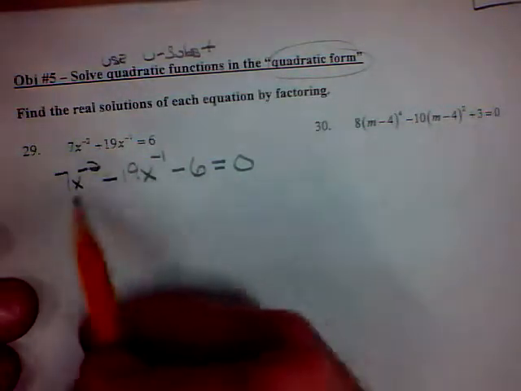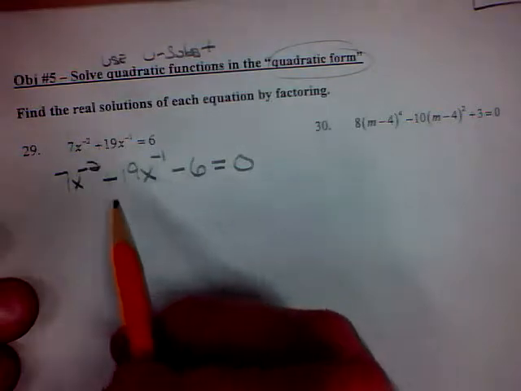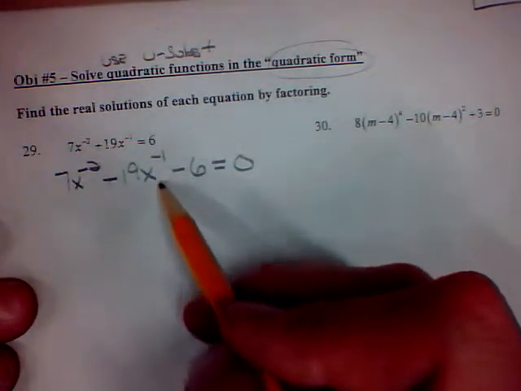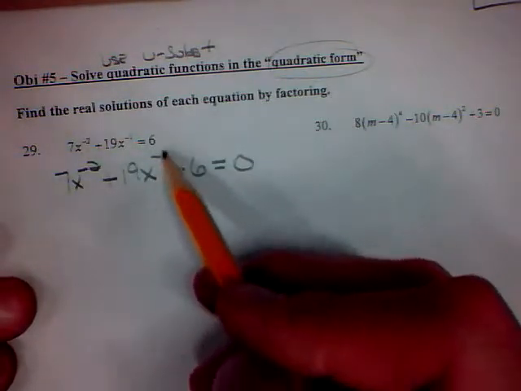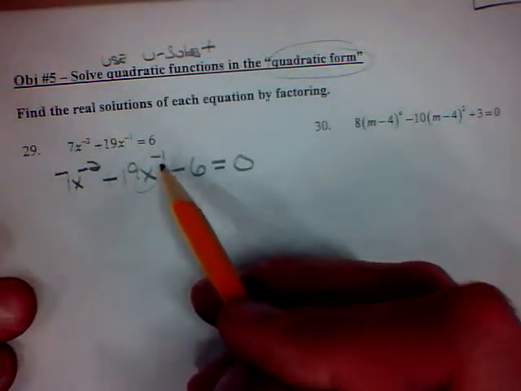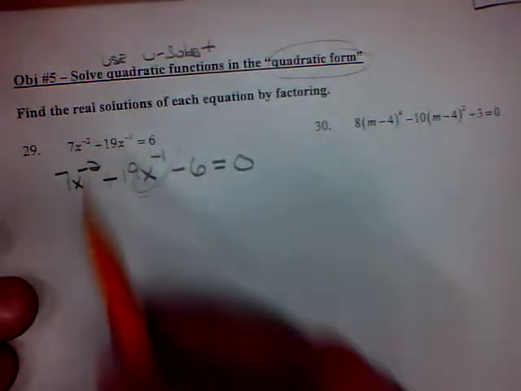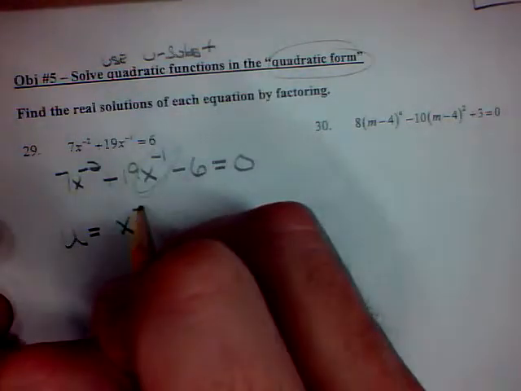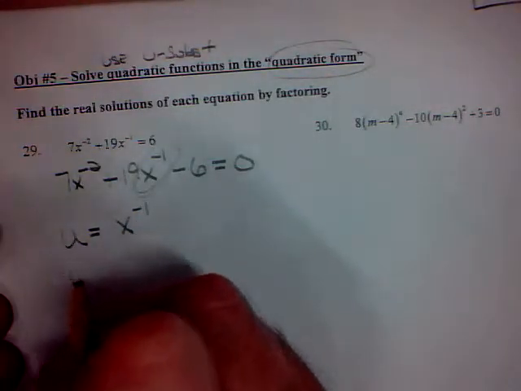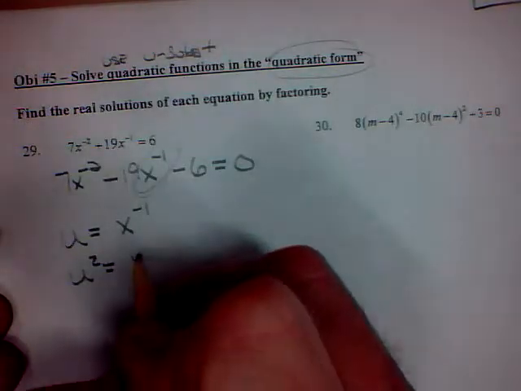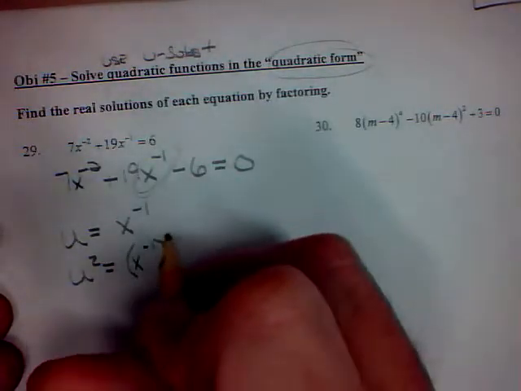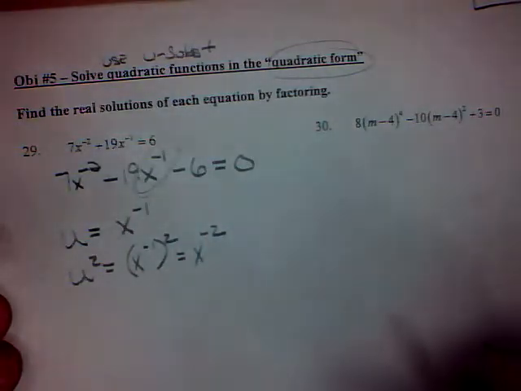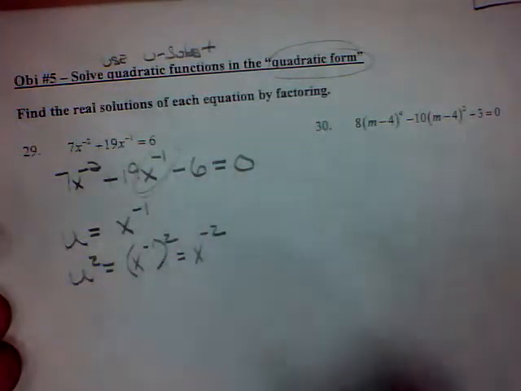So what you're looking for is one term that if you square one term, you get the other term. So if you look at the lowest power here, that usually will help you find your u. So in this case, if you squared x to the negative 1, you would actually get x to the negative 2. So what we're going to let u equal here is x to the negative 1. And then you'll notice that if you squared the u, that would actually get you x to the negative 2. So here's your u and here's your u squared.